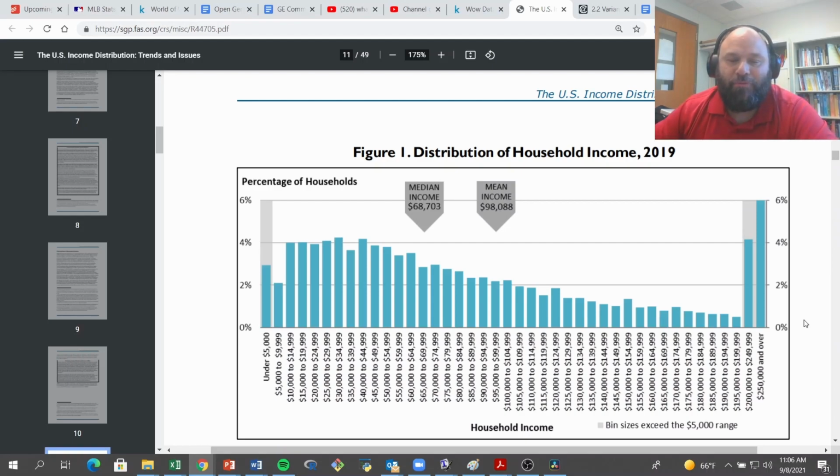Next, before we close this video, I want you to notice something. There's the median and the mean that are flagged here. The median income is 68,703 and the mean income is 98,088. Notice not only are they different, but the mean is to the right of the median. That is not an accident.